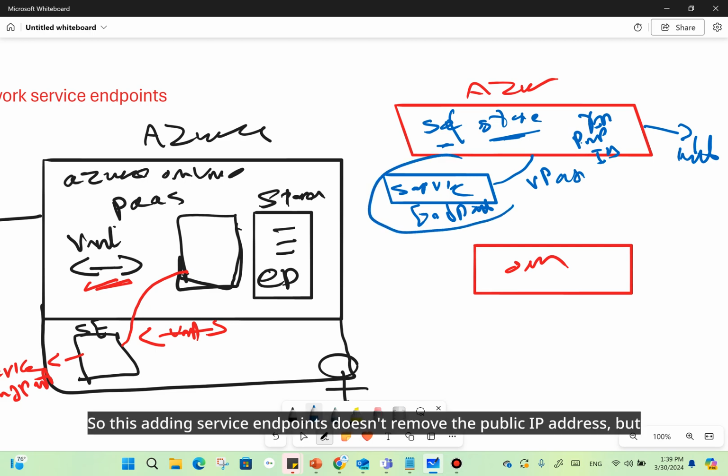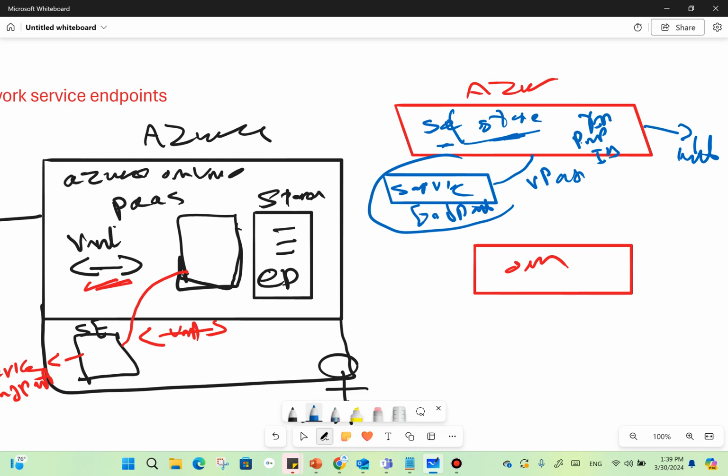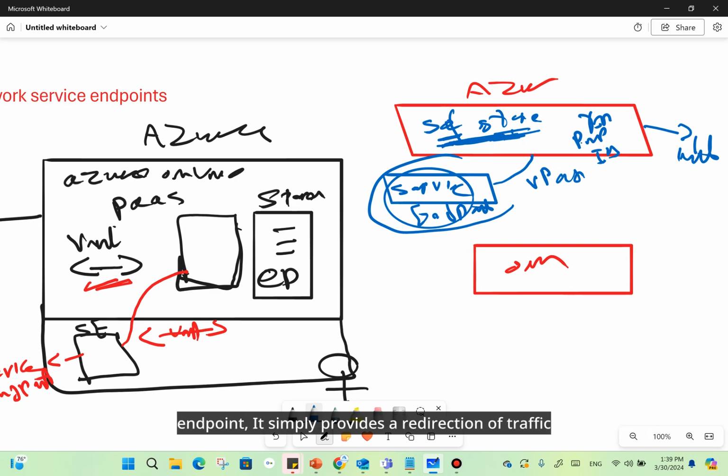Adding service endpoints doesn't remove the public IP address, but simply provides a redirect of your traffic. So in this case, you're going to use your Azure resource, whether SQL or storage account or any platform as a service, privately using a service endpoint. But again, adding service endpoints doesn't remove the public endpoint. It simply provides a redirection of traffic.